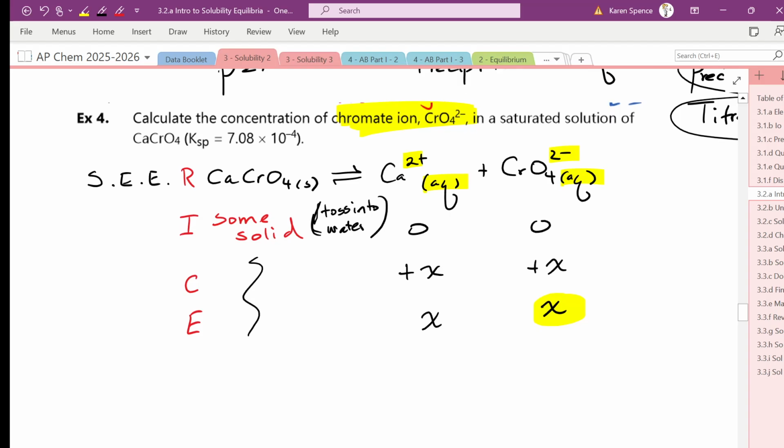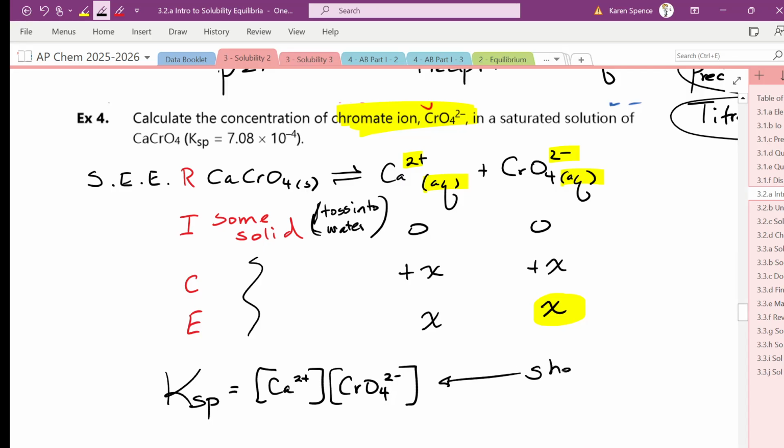Do you know what to do next? Write the KSP expression. Yep. KSP equals x squared. Not yet. Just like in Ka, you cannot get away with just throwing the x squared there right away. You have to show the KSP expression.